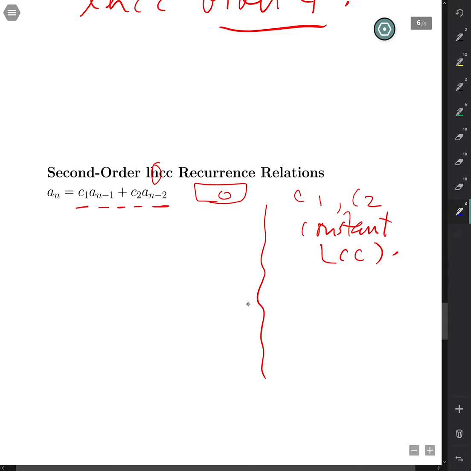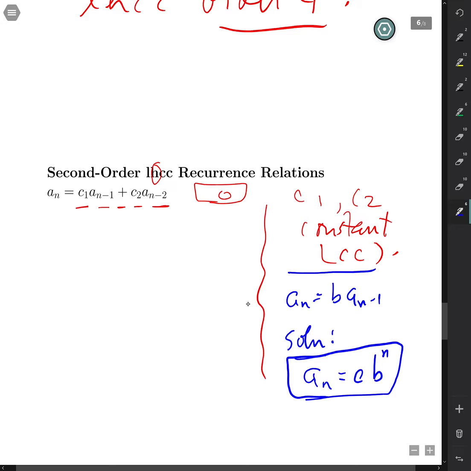For the order 1, when we had an is b an minus 1, the general solution was of the form an is equal to some constant c times b to the n, like so. So some power function, it turns out to be a power function, that was a solution. That's a constant. And it could have been anything. But that constant turned out to be the same as the 0th term, right? But that could have been anything to start off with. We could start our sequence with anything.